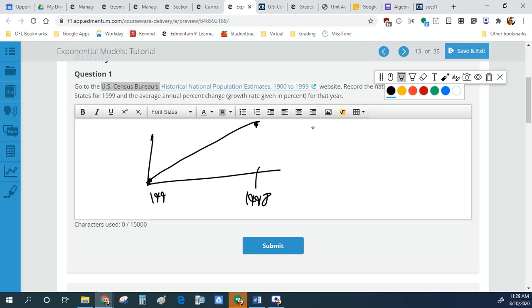So our population with growth could have been like this, but it wants us to find the average rate of change, which is the same thing as finding the slope from, oops, this is 1990, from here to here. So when we're calculating this out, we just use the slope formula.